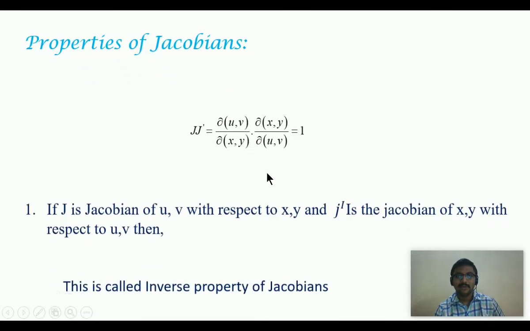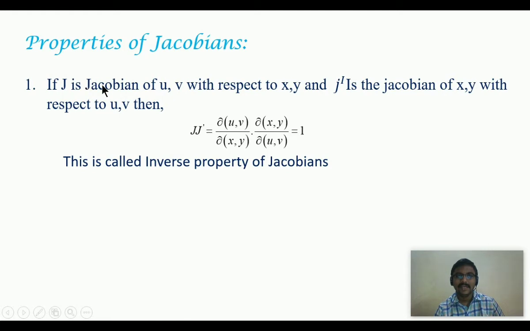Properties of Jacobians. Property: if J is the Jacobian of UV with respect to xy, and J dash is the Jacobian of xy with respect to UV, then JJ dash, that is dou of UV by dou of xy into dou of xy by dou of UV, is 1. The product of two Jacobians is equal to 1. This is called the inverse property of Jacobians.